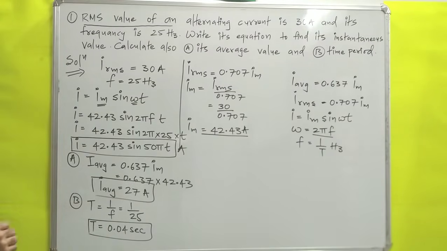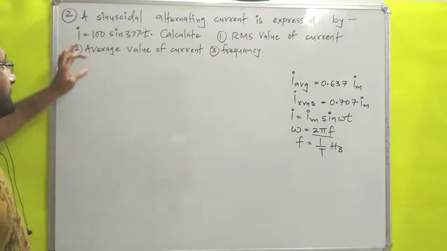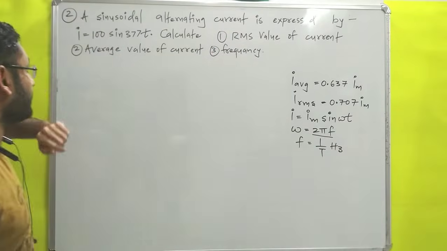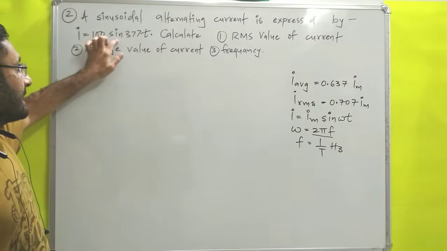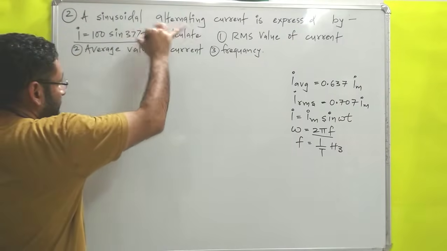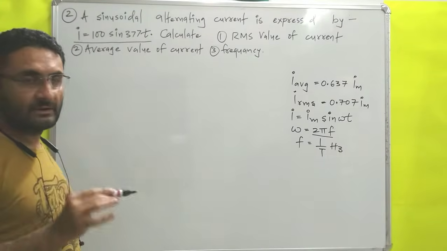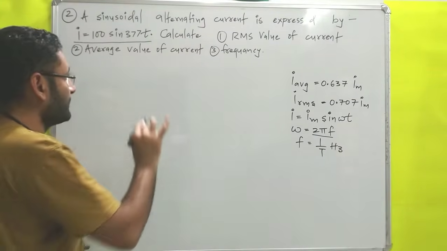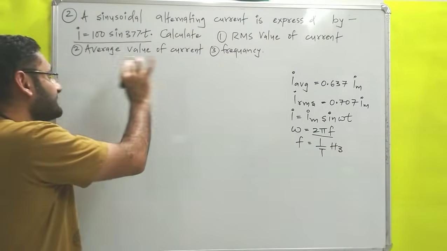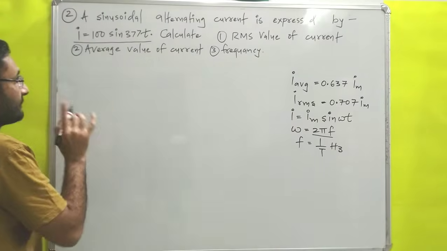Now I hope that you have noted it down, so I am going to rub this. The next numerical: a sinusoidal alternating current is expressed by I equals 100 sine 377t. That means the equation of current is already given. In the previous numerical, we had to write the equation of current, and here it is given already. So there are three things you have to calculate. First is the RMS value of current, next is the average value of current, and last is the frequency. So we'll start with the first one.